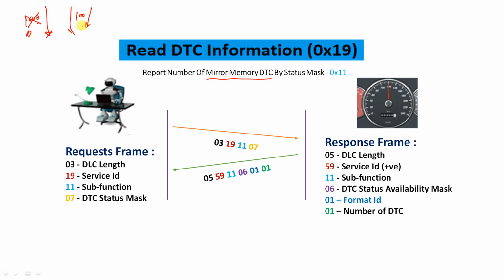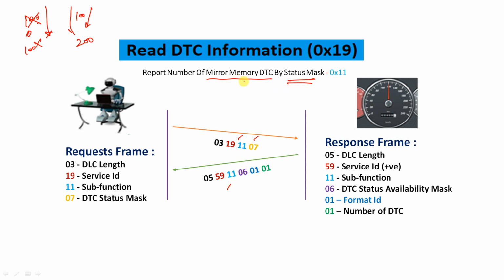So here it is zero, and it is 100 there. Again, once it is 100, they may remove this, and at that time here it will be 200. So it is a backup memory. Number of mirror memory DTC by status mask: here subfunction 11 we are giving and receiving, and 07 is again the status mask. So everything is there by status mask.